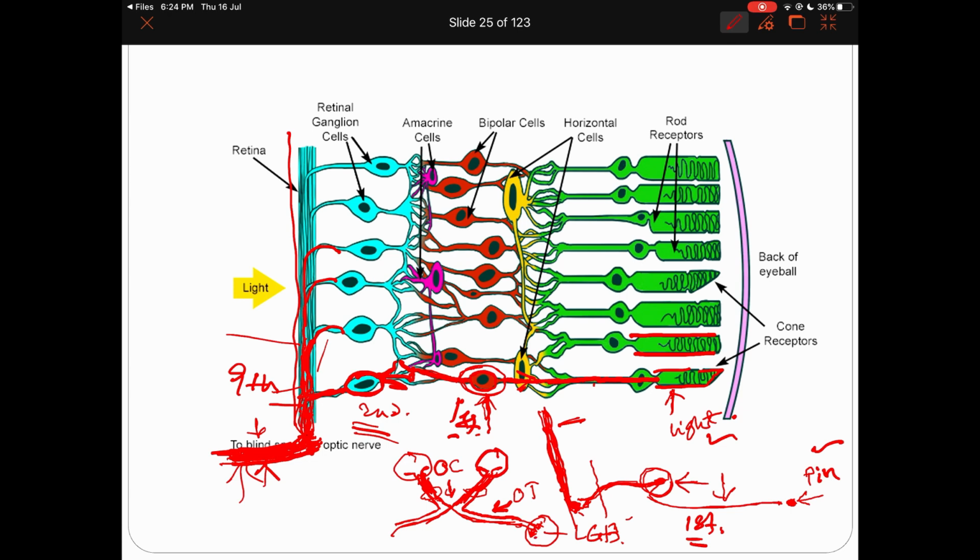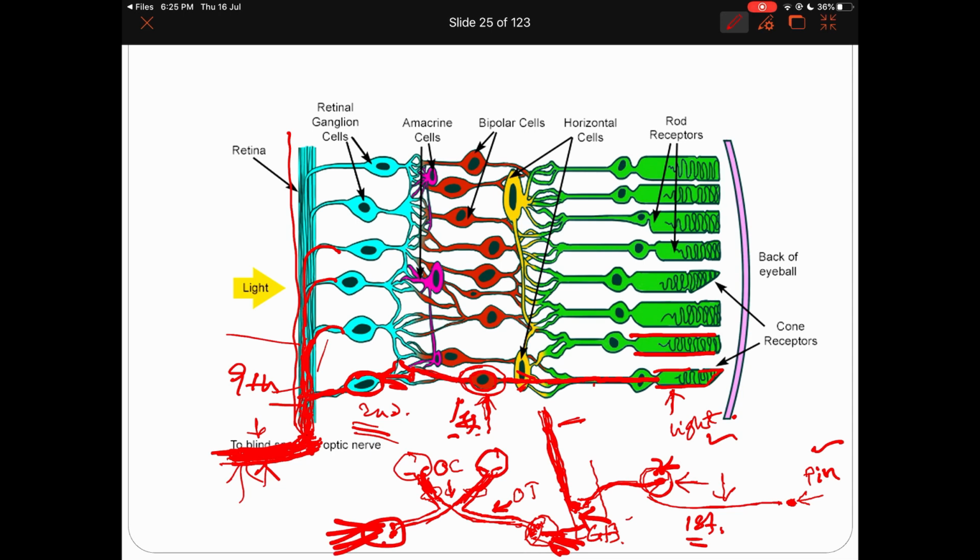From here the third order neuron will send their axons, because this nucleus itself was the third order neuron. First order neuron was the dorsal root ganglion, second order neuron was the nucleus present in the spinal cord, and third order neuron will now be in the thalamus. From the thalamus they will be sent to the specific cerebral cortical area.